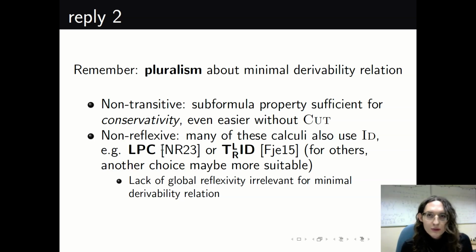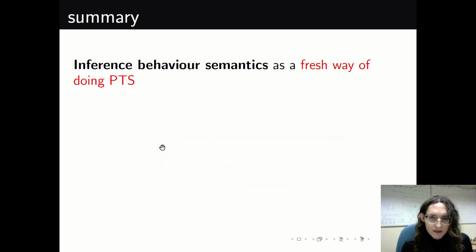Now let's close with a little summary of everything we've seen. Inference behavior is a fresh way of doing proof-theoretic semantics. It takes very seriously the literature from logical pluralism. It's very much substructurally informed, and it takes into account Wittgensteinian meaning as use inferentialism just as much as Gentzen's molecularism, i.e. considering the connective rules, the definitions of the proof rules.